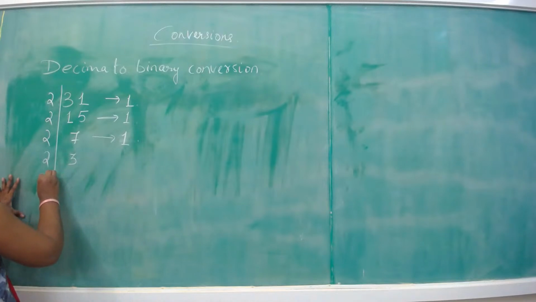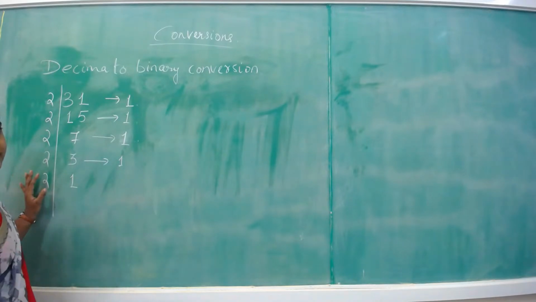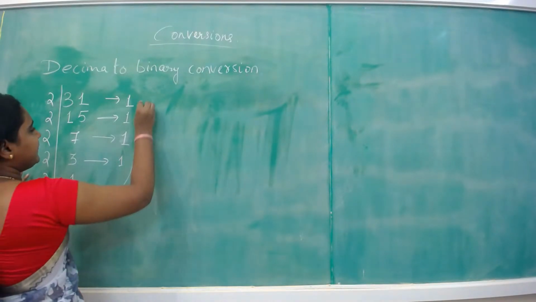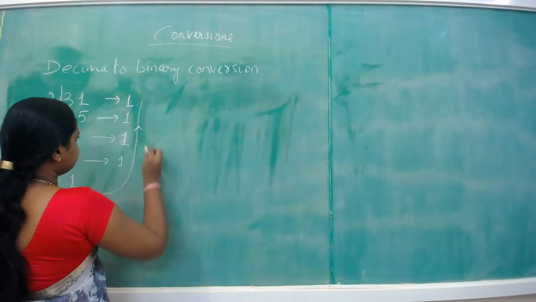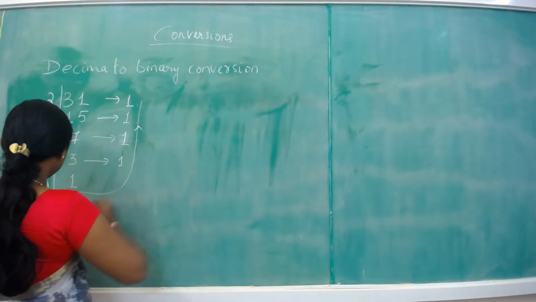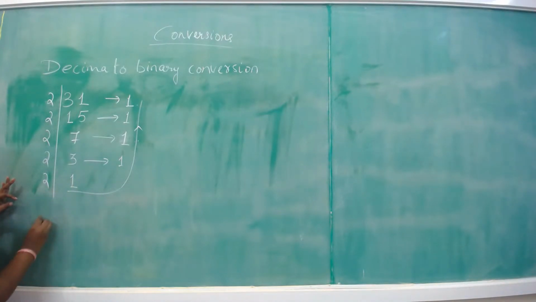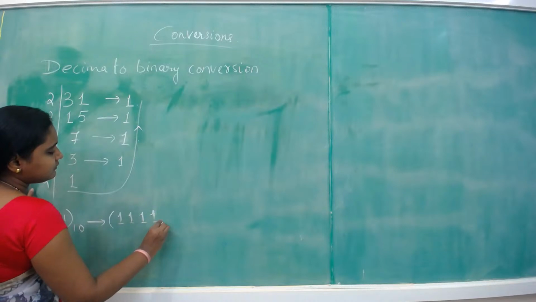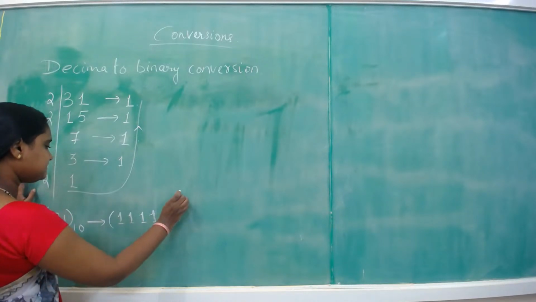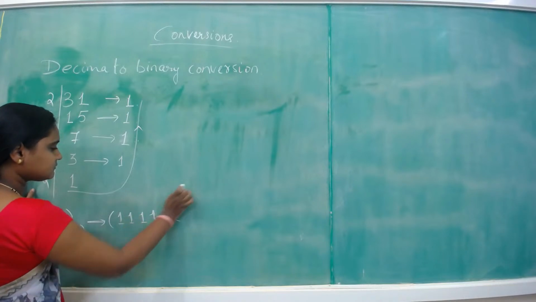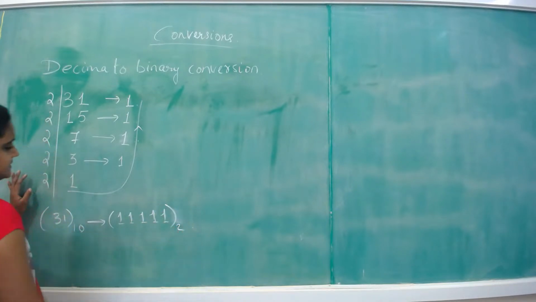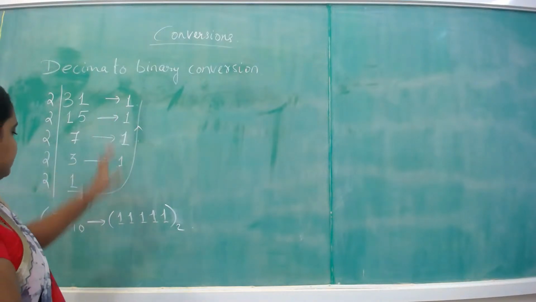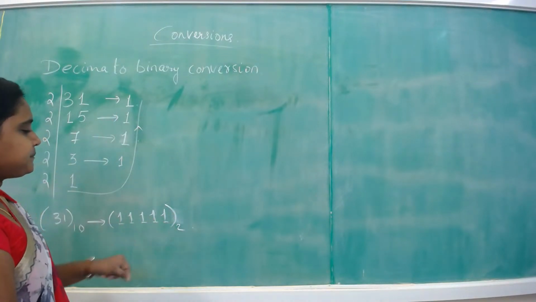Okay. Again divided by 2. 1, and this is 1. Okay. Now the value we have got is 11111. So what question is given? Conversion of 31 base 10 to its equivalent binary value that we are having is 11111. That is 1, 2, 3, 4, 5 ones, base 2. Okay, so this is the answer.